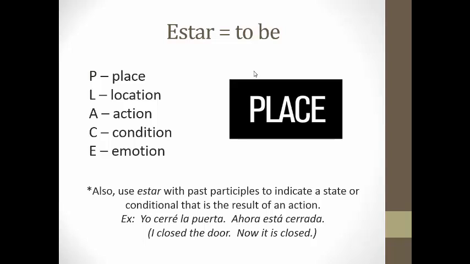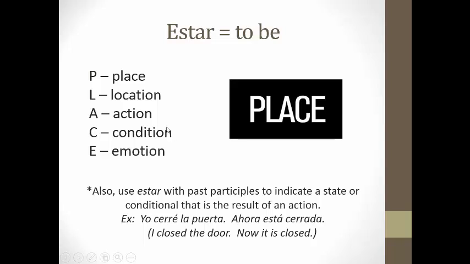The acronym for remembering when to use estar is PLACE. You're going to use estar anytime you talk about someone's place or the location of something. You're going to use estar anytime you talk about an action. That's -ing. So for example, I am talking, they are walking. You're going to use estar when you're talking about the condition of someone or something.